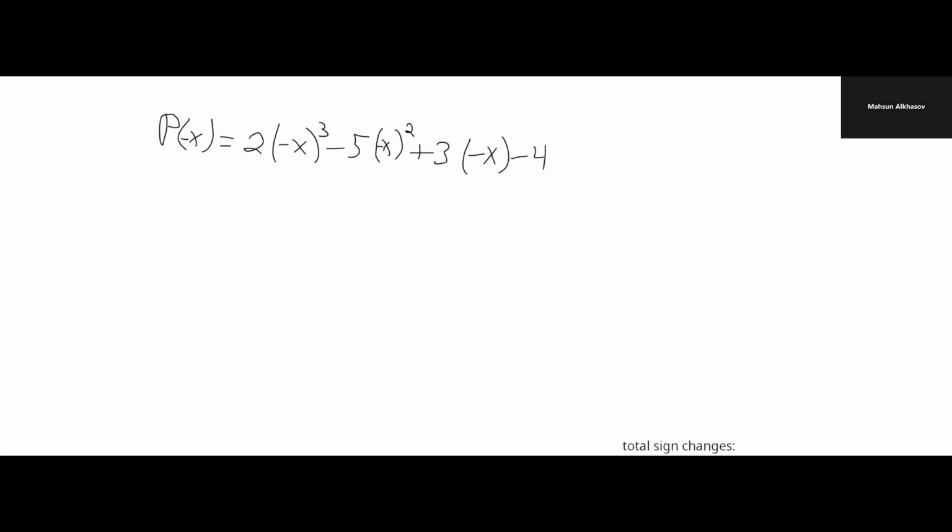Now, what if we want to find the possible number of negative real roots of this equation p of x? What we need to do is substitute minus x instead of x in the whole expression. So we put p of minus x, which equals 2 times minus x cubed, minus 5 times minus x squared, plus 3 times minus x, minus 4. Now we simplify it.